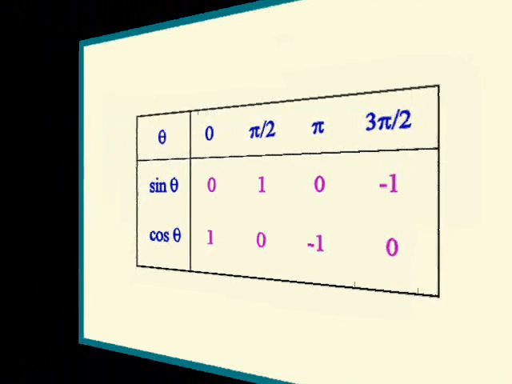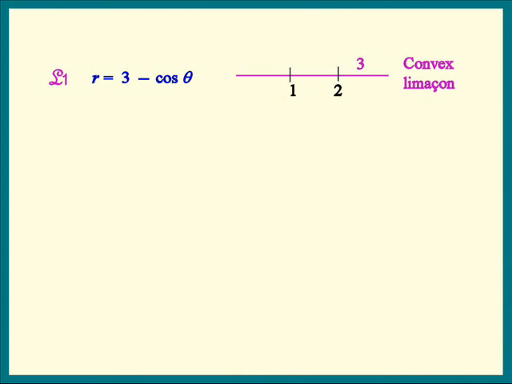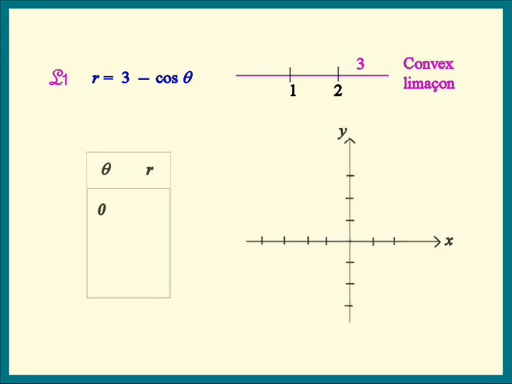Okay. Here's limaçon number 1. To draw limaçons, all we have to do is plug in a few standard theta values. When theta is 0, cosine 0 is 1. We get r is 3 minus 1, r is 2. There's that point.